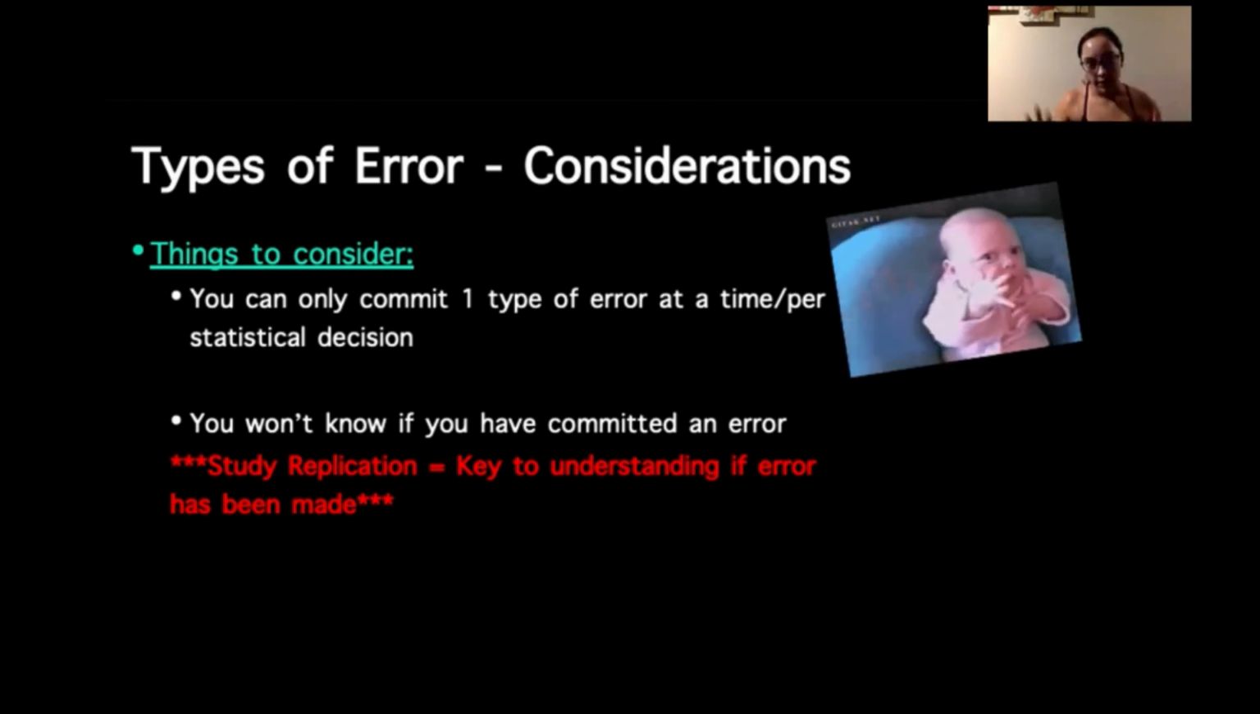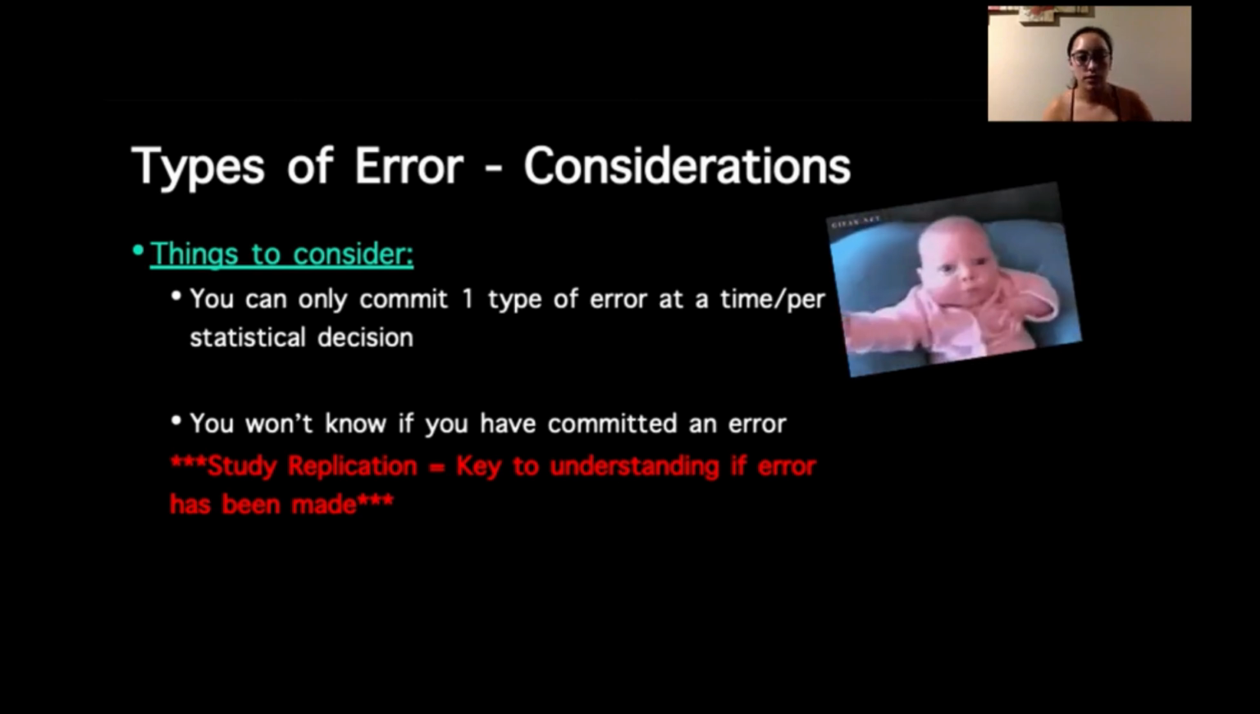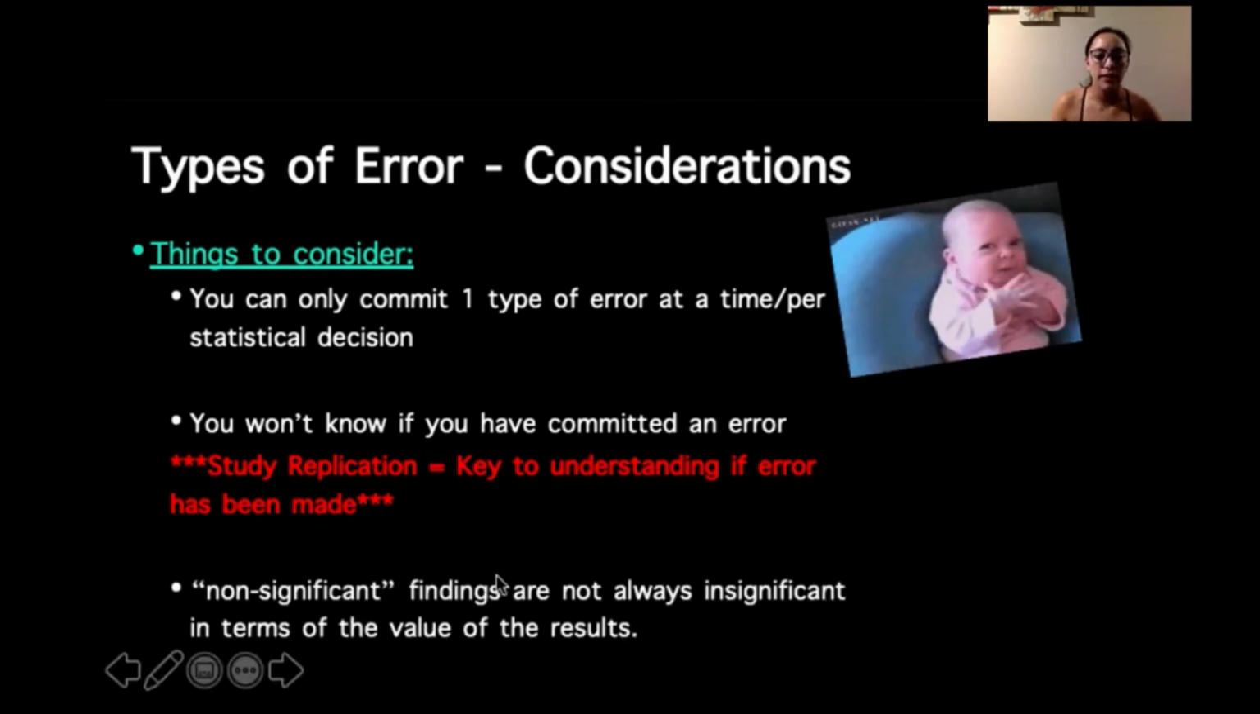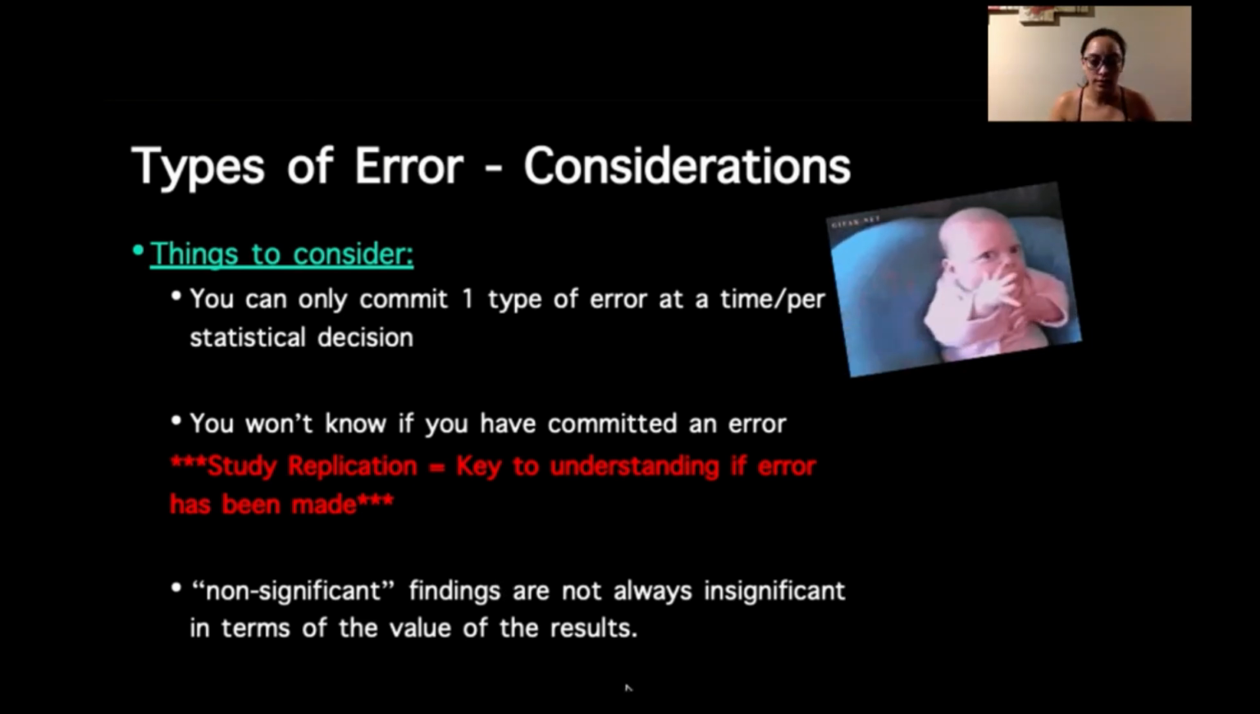If you get way different answers, that means that there might be more error than we thought existed in the previous research. So study replication is key to knowing if an error has been made, since we never know if we actually make errors or not. Non-significant findings are not always insignificant in terms of the values of the results. I've already commented on this, so I'm not going to talk about it too much more.